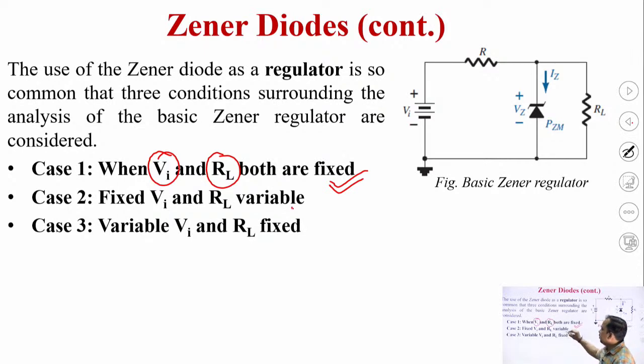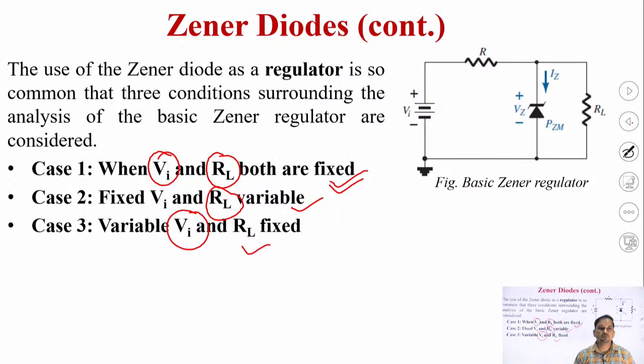In the second case, the input voltage is fixed whereas the load is variable. Again we will check the possible range for the load resistance where the circuit works as a regulator, meaning the circuit provides a constant voltage to the load resistance. The third case is where we fix the load resistance and vary the input voltage. We will see the satisfactory range for the input voltage so that the circuit will provide a regulated voltage to the load resistance RL.